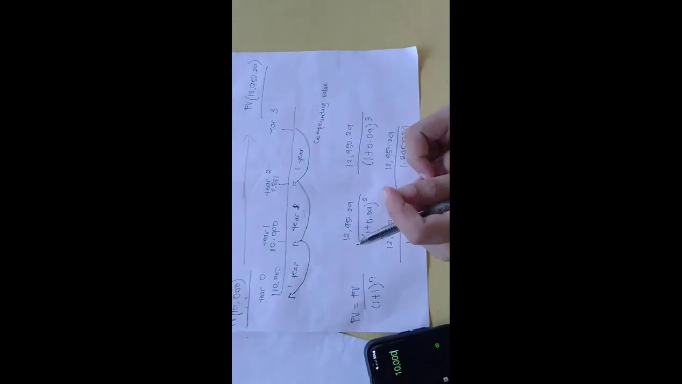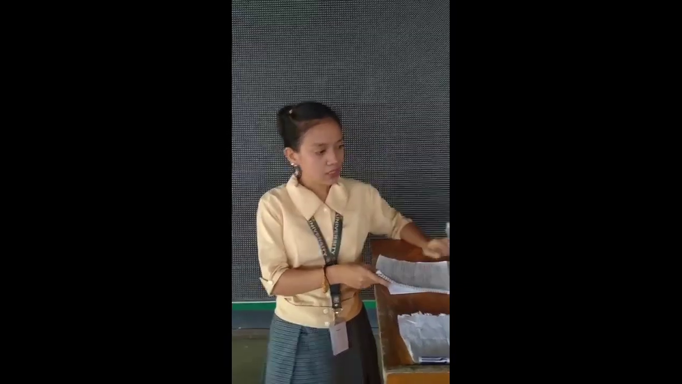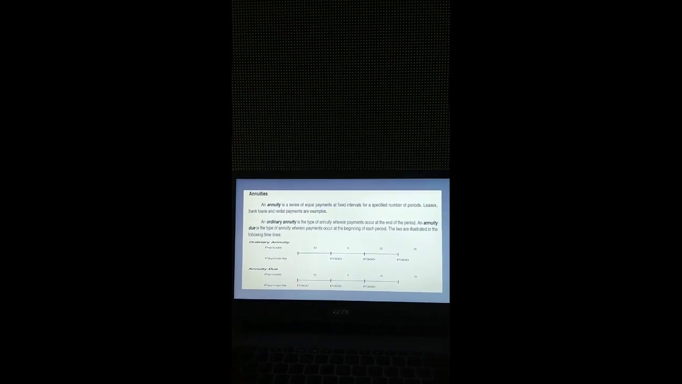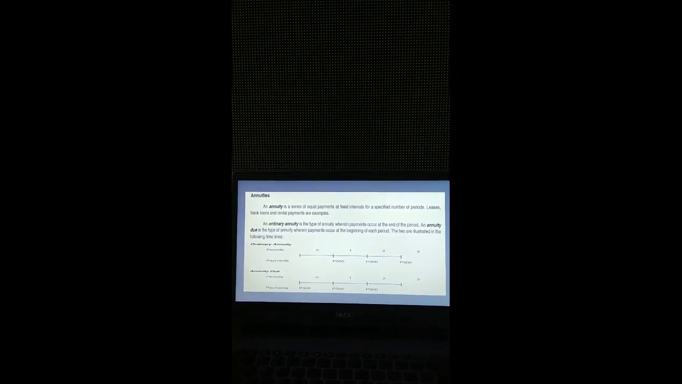So, that's it. Let's continue our topic about time value of money. That topic will be annuities. Annuities is a series of equal payments at fixed intervals for a specified number of periods. Leases, bank loans, and rental payments are examples. An annuity is the first payment, the total sum of money yearly.